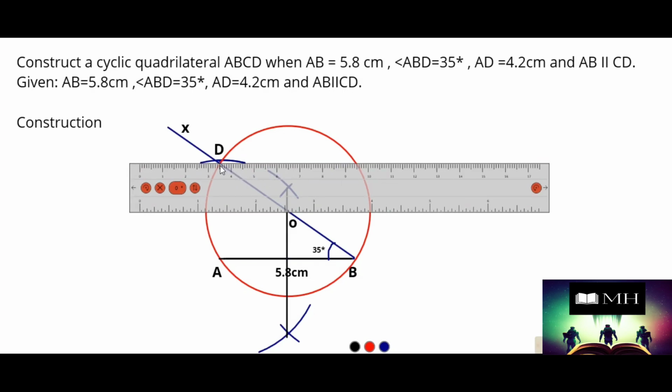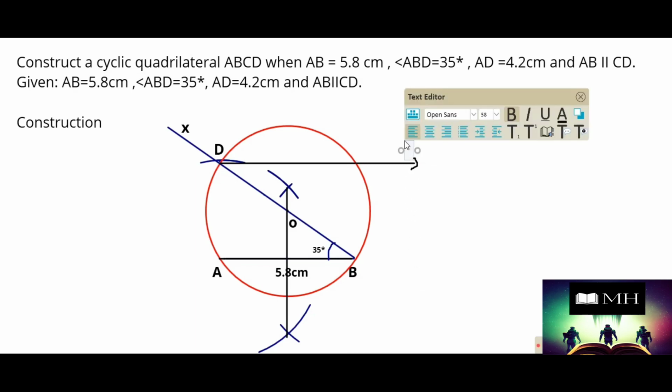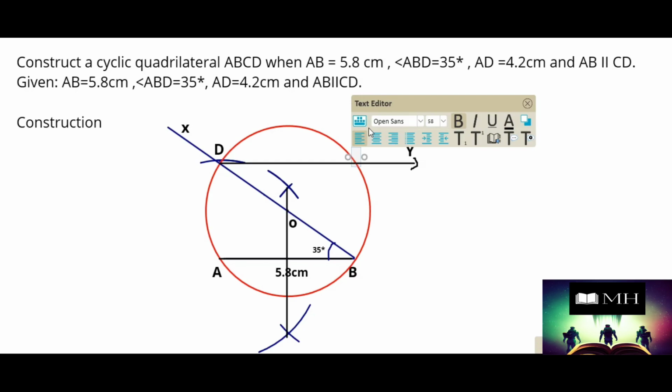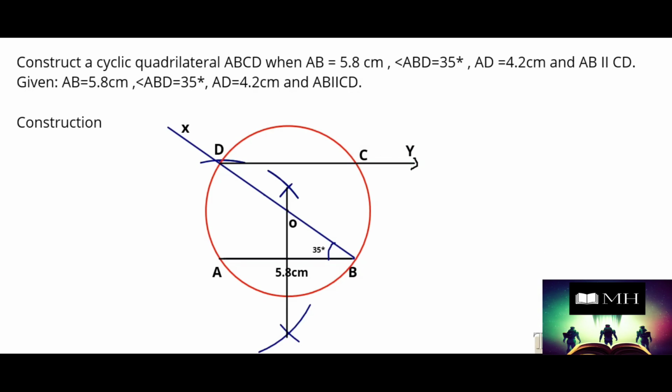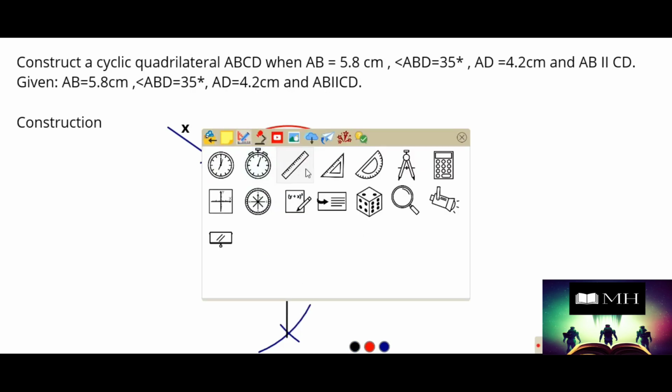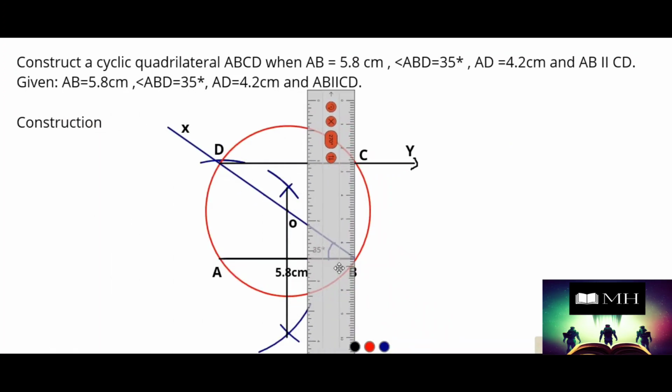Step 6. Draw DY intersecting the circle at C, such that DY is parallel to AB. Now join B and C.